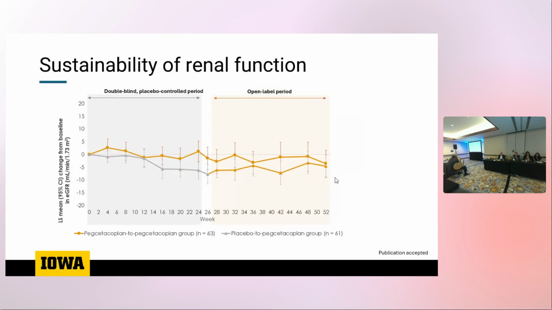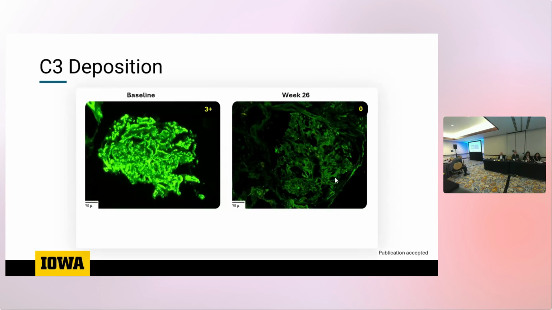How about the renal function? 52-week data suggests that for the placebo to Pegcetacoplan group it's minus 4.7 milliliters per minute from baseline, as opposed to the Pegcetacoplan to Pegcetacoplan group at minus 3.7. So again, definitely not reaching our minus 9.7 or minus 10 that we were talking about before, as these patients in their more natural state, if you will.